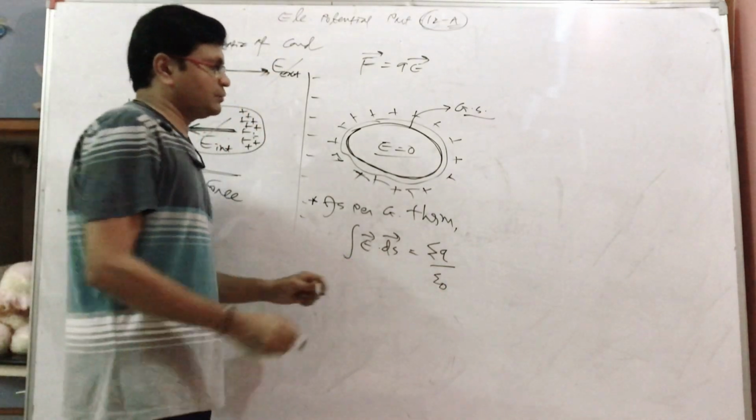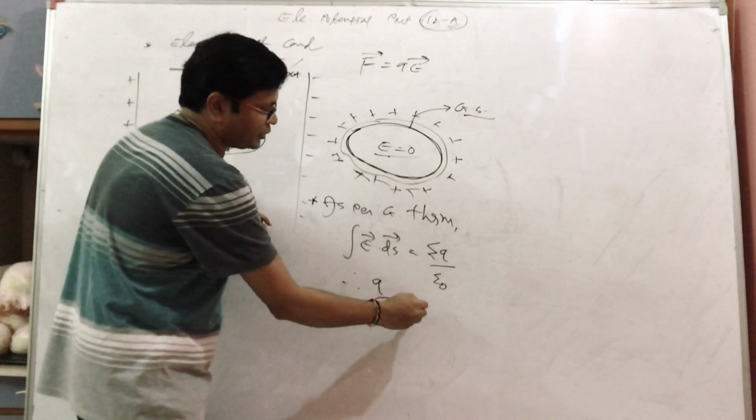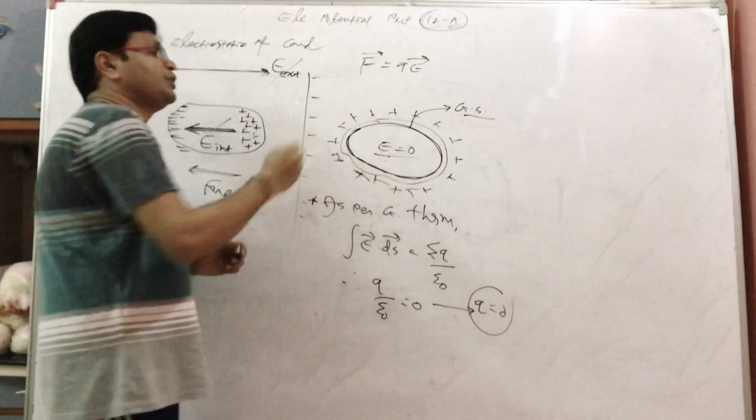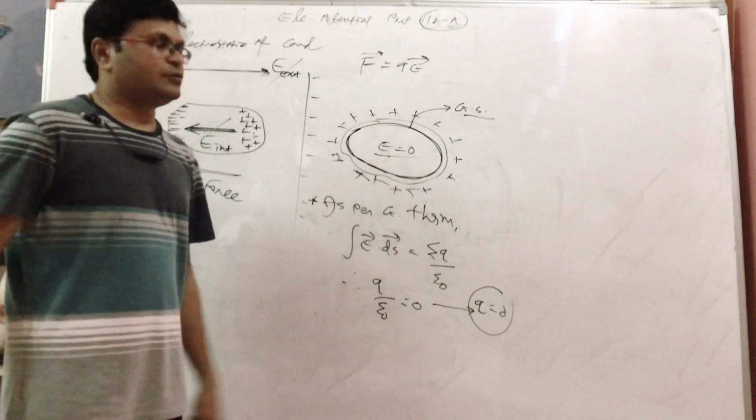What is the E dot dS? But here E is 0. So obviously q by epsilon naught is equal to 0. So it implies that q is equal to 0. So what is the net charge inside it? 0. No charge, obviously no electric field.